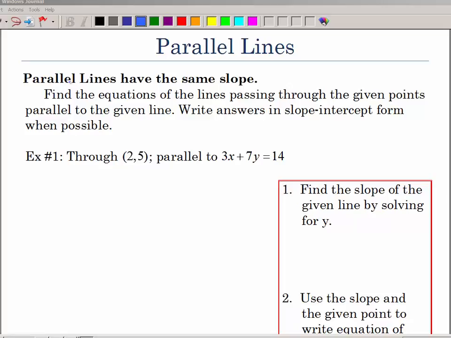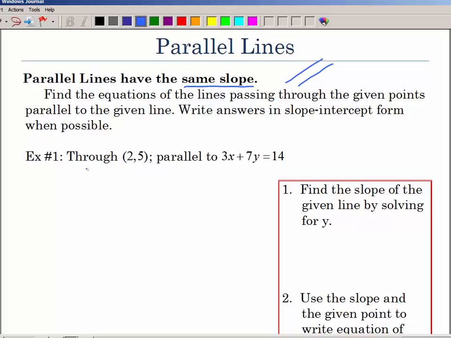In this video, we're going to be looking at how to write equations of lines that are parallel to other lines. As you recall, parallel lines have the same slope. If one tilts that way, the other one must tilt that way so they do not intersect. So how do we find an equation of a line?